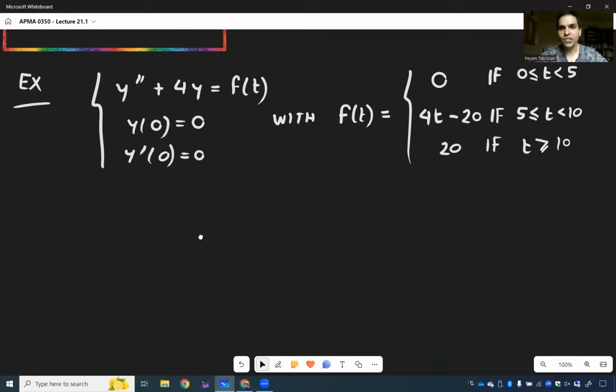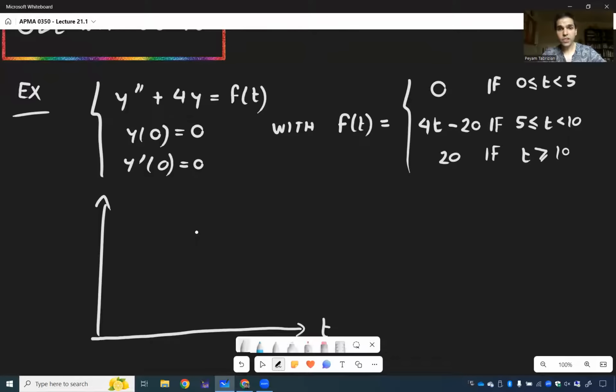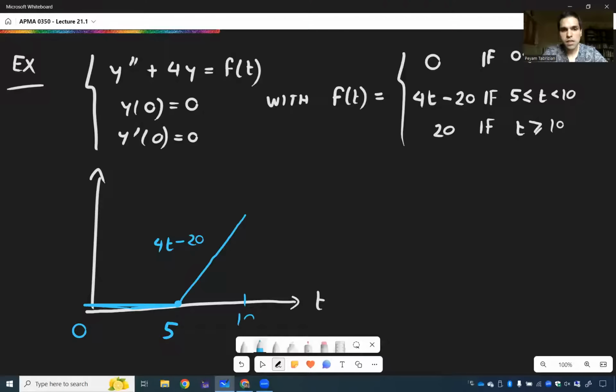And let me draw a picture. It'll be easier to understand it that way. So f, what it does, so this is t. It starts out at 0 until we reach t equals 5. So from 0 to 5, it's 0. And then it becomes linear. So 4t minus 20 until t equals 10. And then at 10, the value is 20. So 0, 4t minus 20, and then 20.